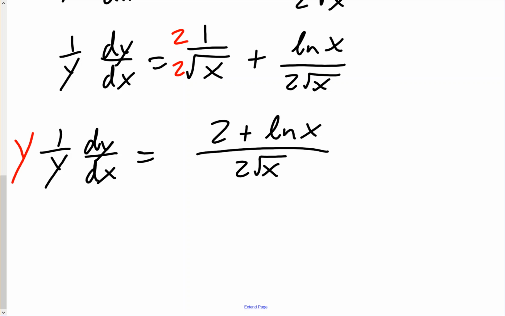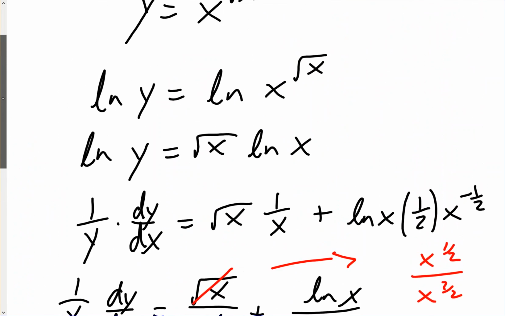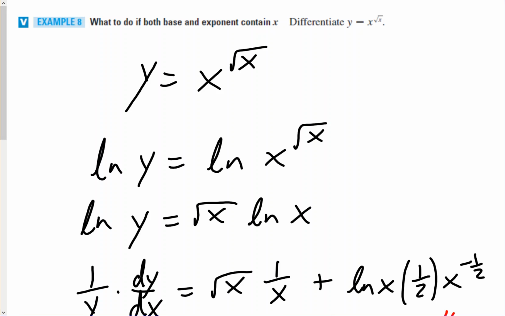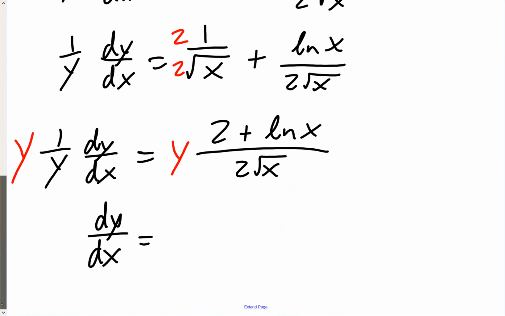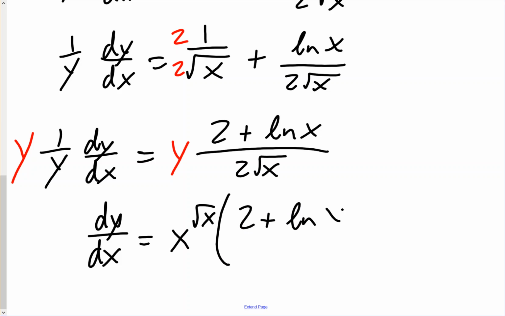Okay, multiply both sides by y. So we have dy dx. And now replace y with what we had in the beginning. Okay, so y is equal to x to the square root x. And then that would be it. That would be our final answer.